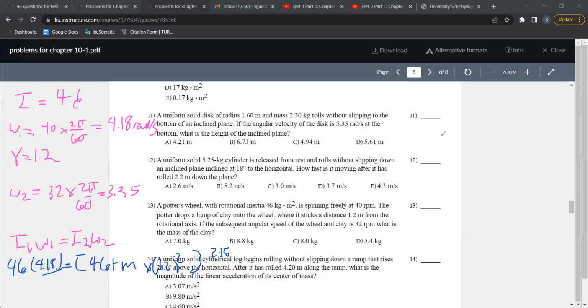That essentially equals, I'm going to go on this side now, 192.28, which equals, let me do the math, 154.1 plus 4.82 m. So now that we have our m, that'll equal about 8 kilograms, which is C.